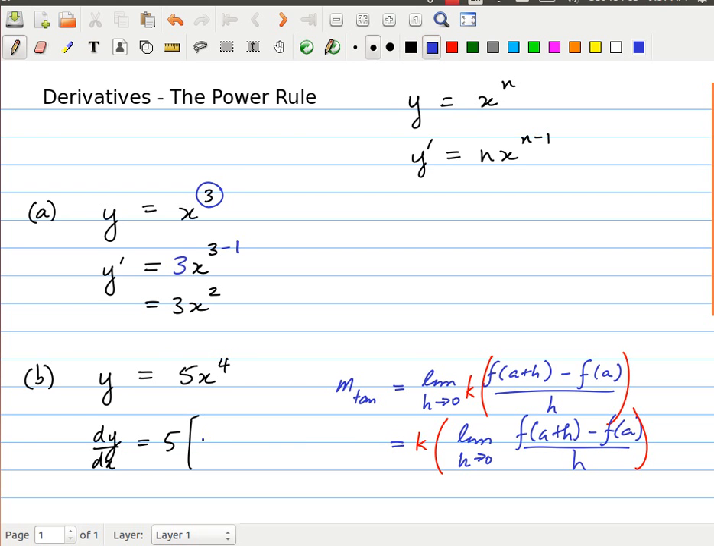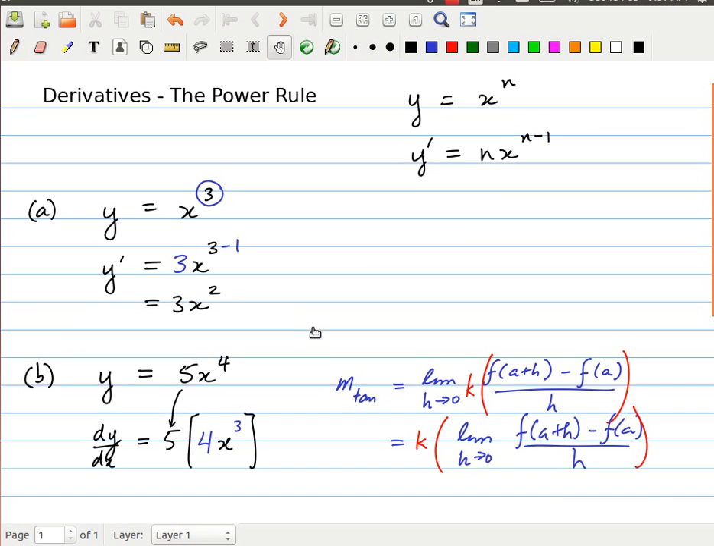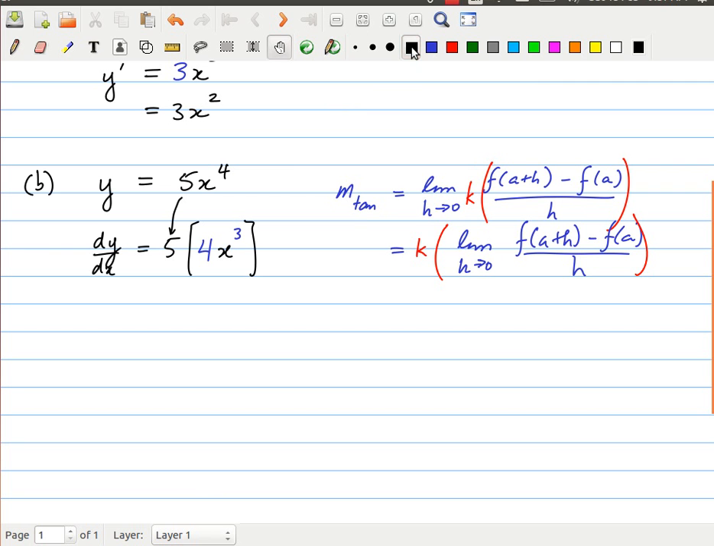What we get from that is 4, the value of the exponent, which we bring out front as a multiplying constant, times x to the power 4 minus 1, which is 3. So you can see that we just ignore this 5. The 5 stays as it is, comes out front, and then we take the derivative of what's left behind. To simplify, 5 times 4 is equal to 20, so the final answer is 20x to the power 3.